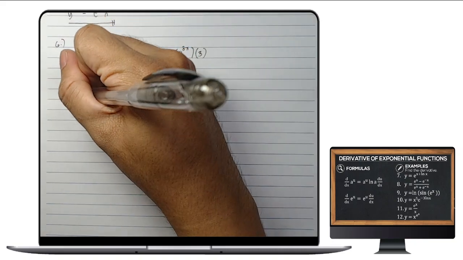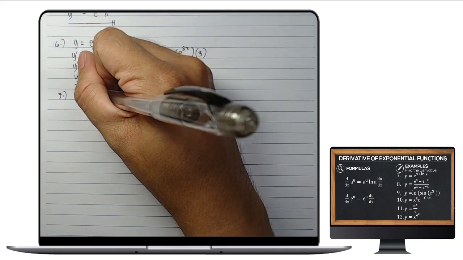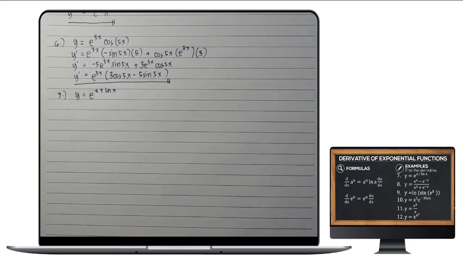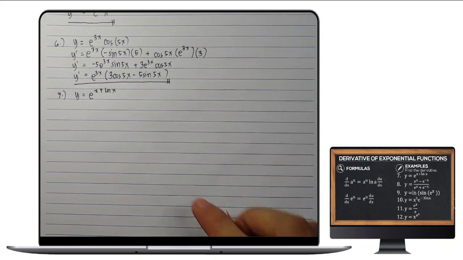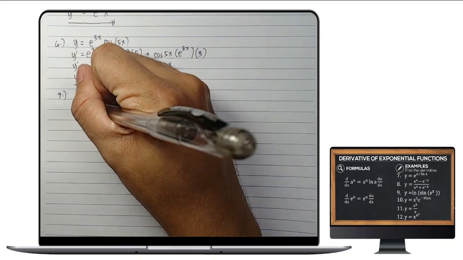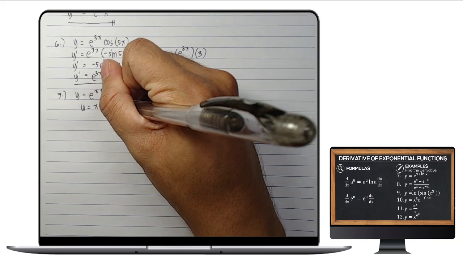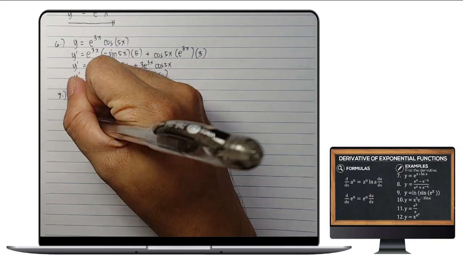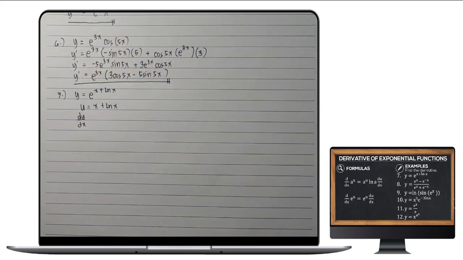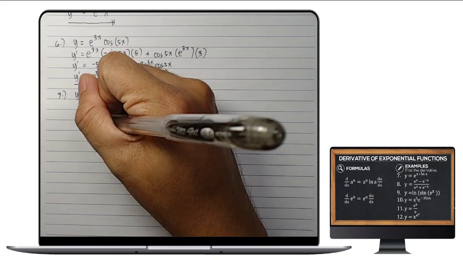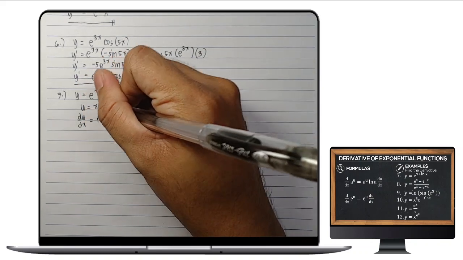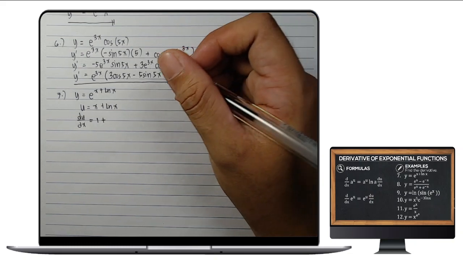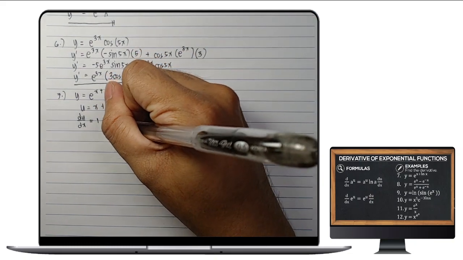So we have y is equal to e raised to x plus ln of x. So we can let u as x plus ln of x. Then let's get the derivative of u with respect to x. Okay, so the derivative of u with respect to x is 1 plus the derivative of ln x, which is derivative of u over u. So that is simply 1 over x.